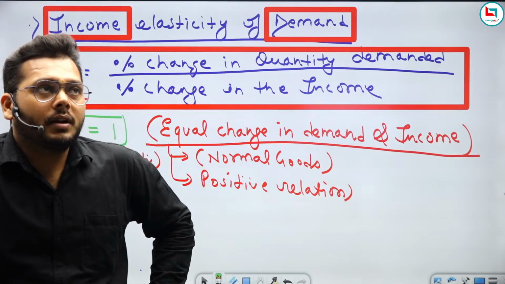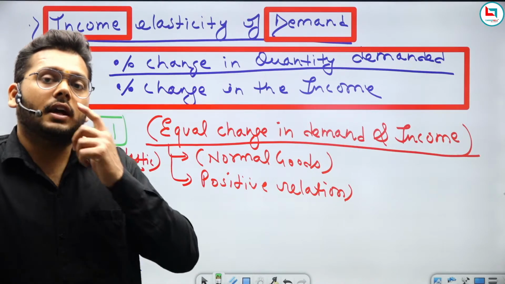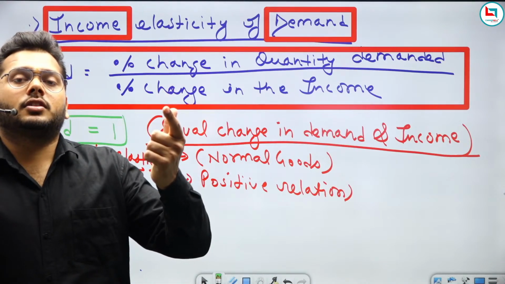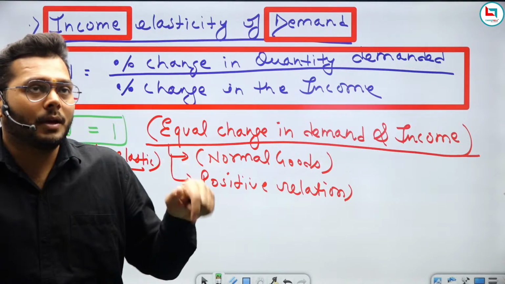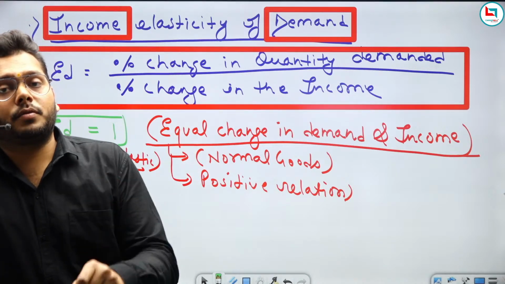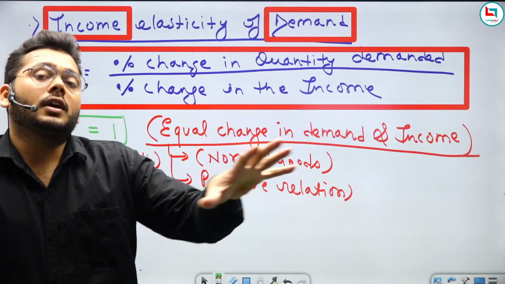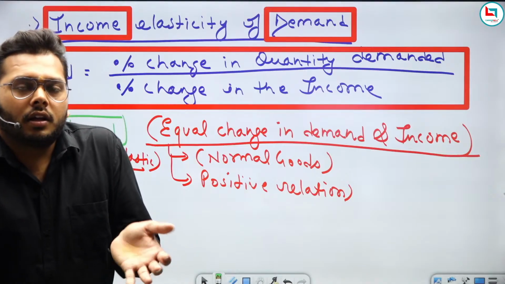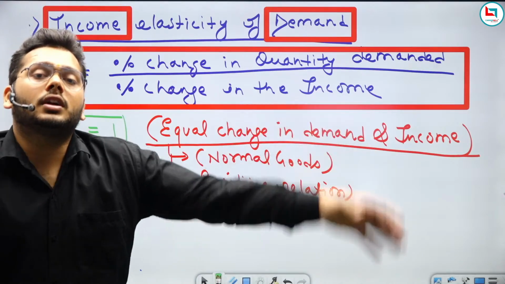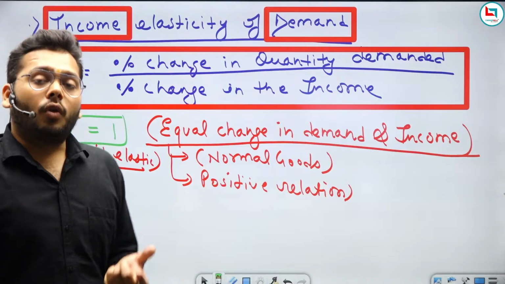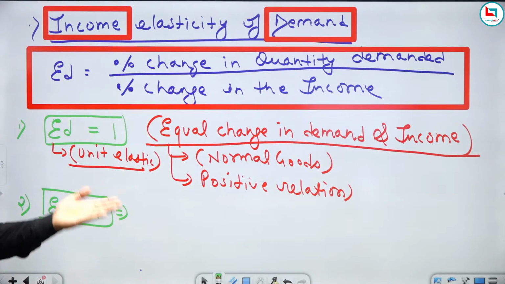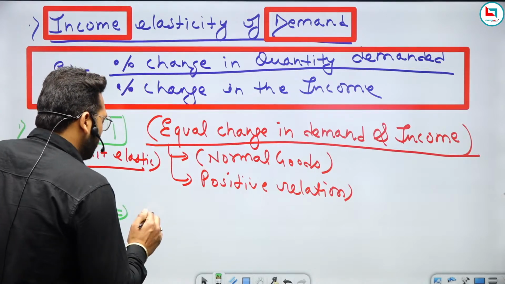So if your income rises by 10%, your demand is rising by 15%, an instant change in the demand. So in what type of goods do you get this type of situation? You get this situation in luxury goods. In luxury goods, if your income rises 10%, your demand shifts towards the luxury goods. It means the change in the demand is more than the change in the income, right? So this type of situation arises in luxury goods.